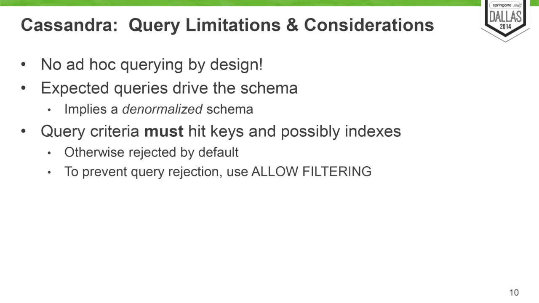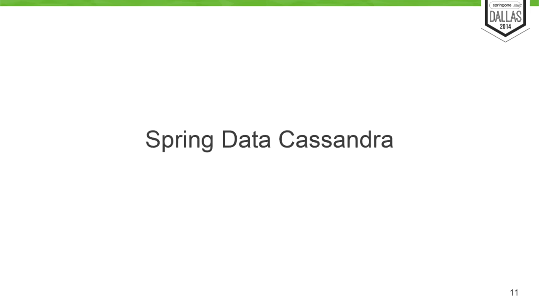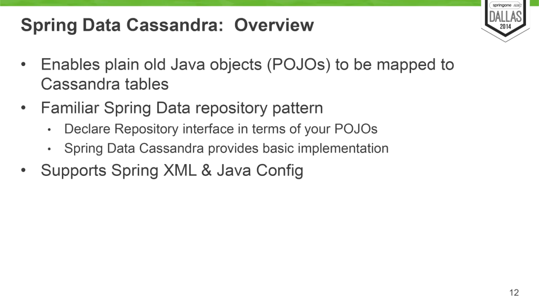I've said this a few times now. All your queries have to hit primary key fields, and that's it. So that's a quick overview of Cassandra. I'm sure there's much, much more to know about it, but that's the basics that you need in order to use Spring Data Cassandra. So Spring Data Cassandra is exactly what you might expect.